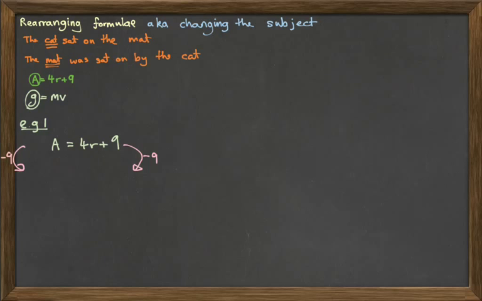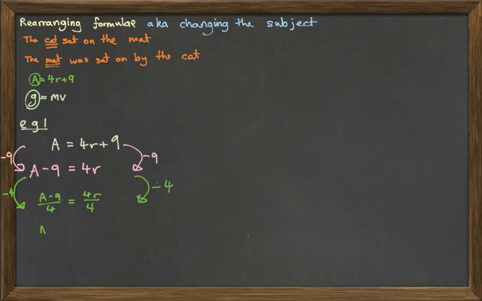If I take away 9 from the left hand side, I'm left with a minus 9. On the right hand side, I'd just be left with 4r. From here, I want r to be the subject, so I want to get r on its own. In order to do that, I must divide both sides by 4. If I divide the left hand side by 4, I have to divide the whole side by 4, so I'd be left with a minus 9, all divided by 4. Dividing the right hand side by 4, I get 4r over 4.